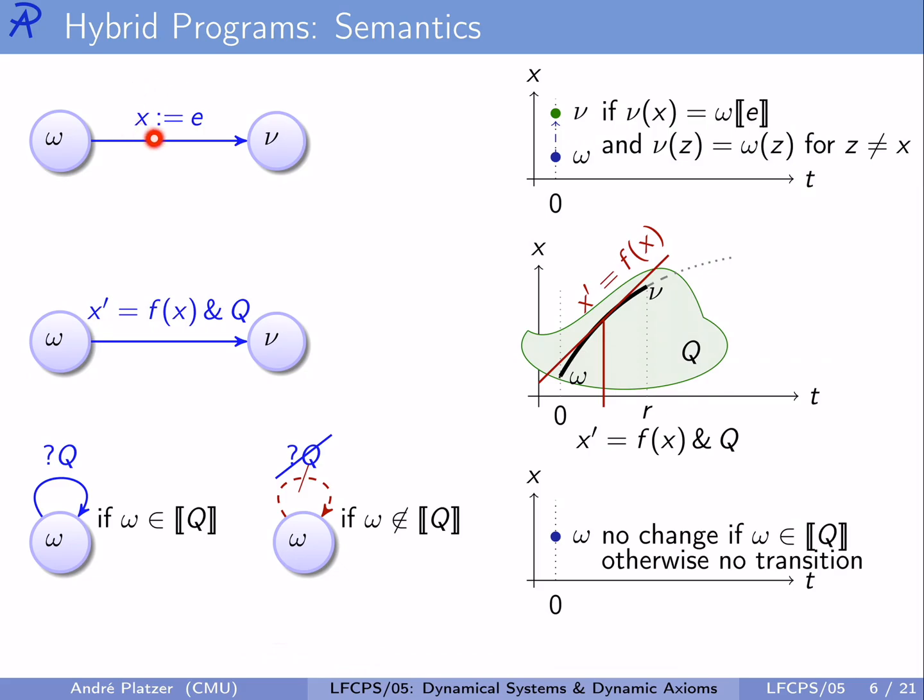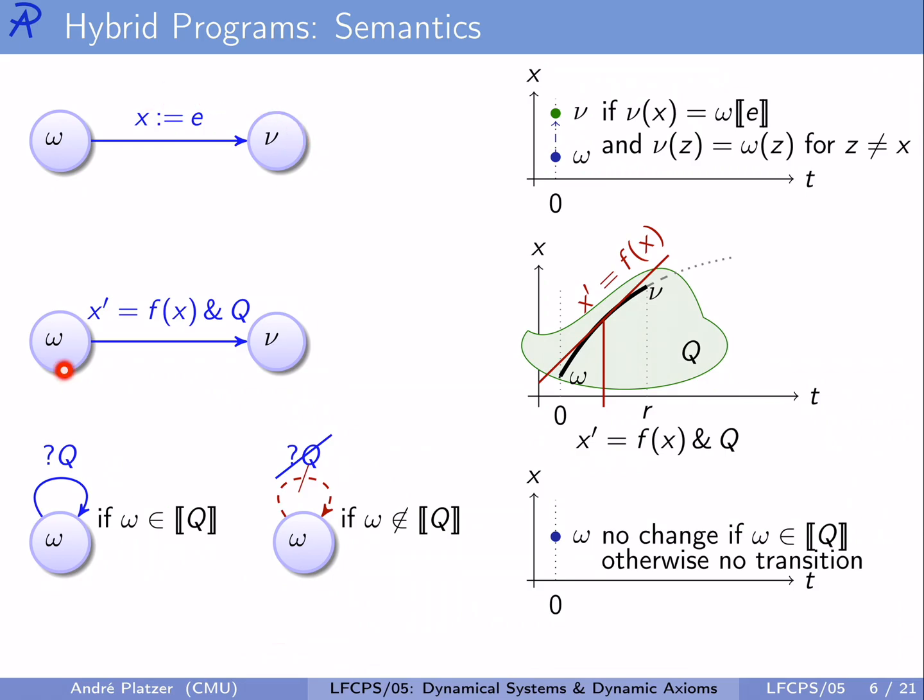The meaning and effect of an assignment is that it takes us from an old state omega to a new state nu in no time passing, where the old and the new state agree on all the variables except the variable x that's changing, and on the variable x that is changing, the new state has a value that equals the value of the right-hand side term e in the old state. So evaluate the right-hand side, put it in the variable x, and store that in the state nu.